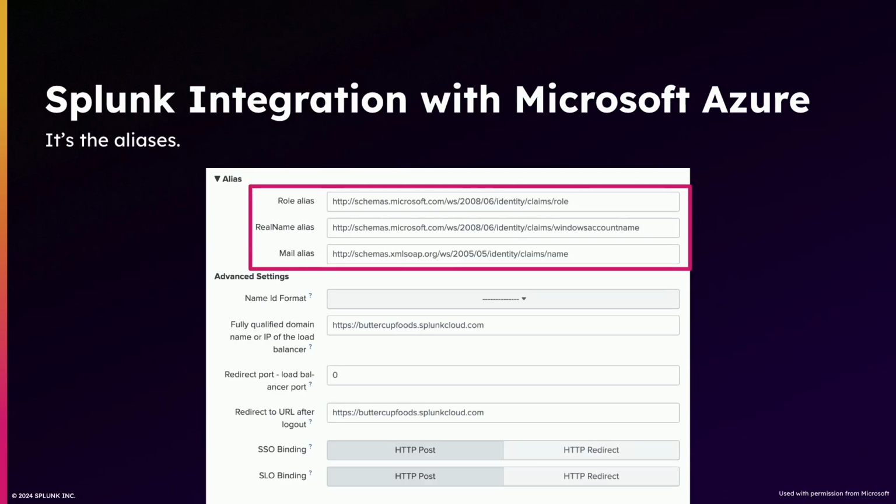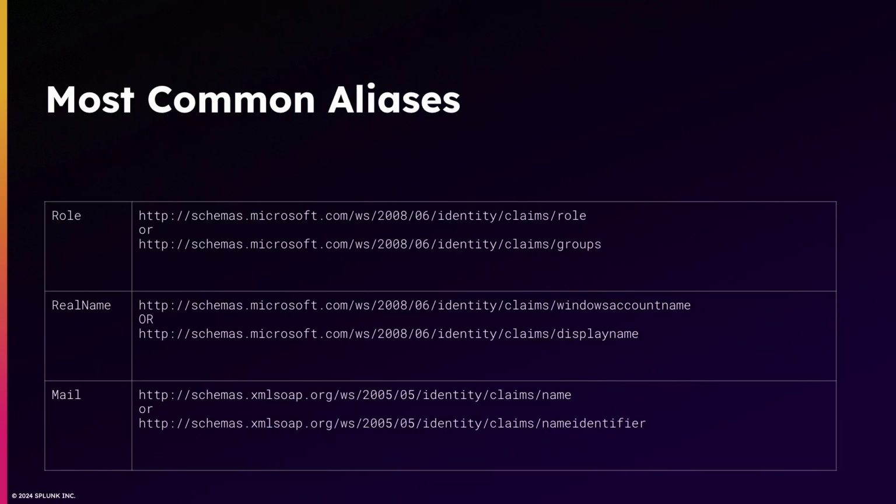So these two are specific to Azure, and technically you can do it with Active Directory too, but it's a little bit weirder. There are a few that we can do for the role. There are role groups for role. Real name is usually Windows account name or display name. And mail is usually name or name identifier. I have seen email more recently, but until about 7-9 months ago that was not the most common; it was these two. But you can always edit it based on what your IDP says you're using for these values.